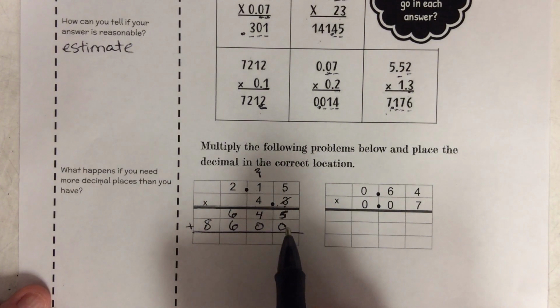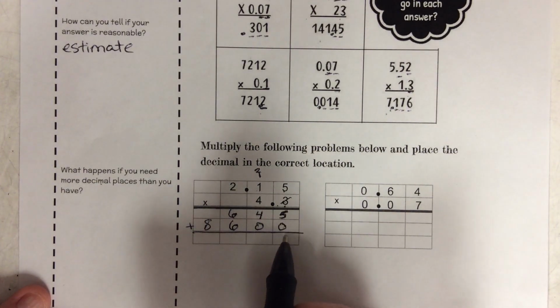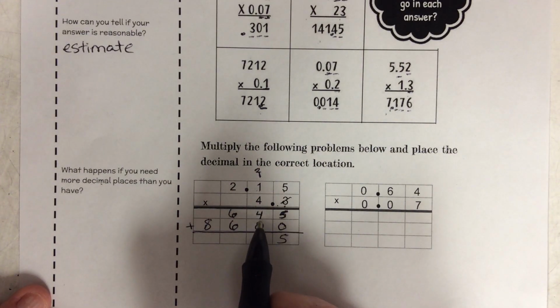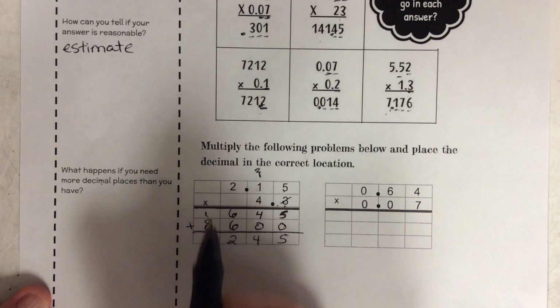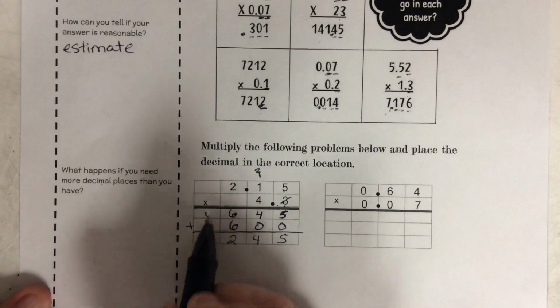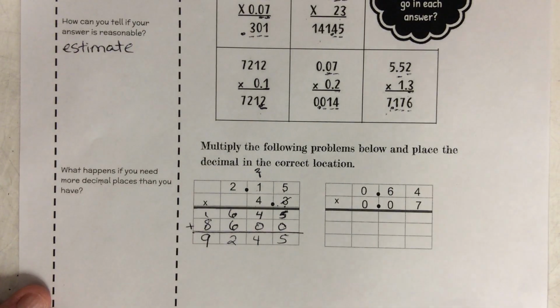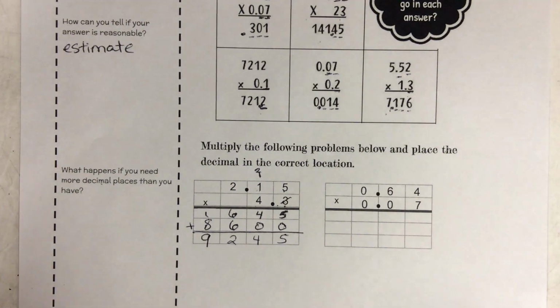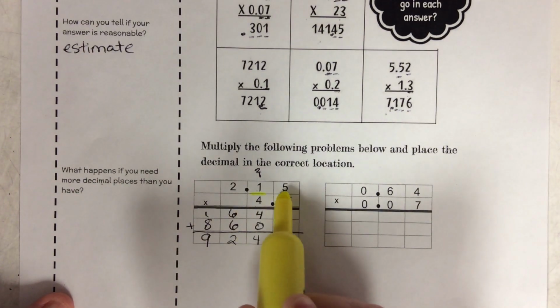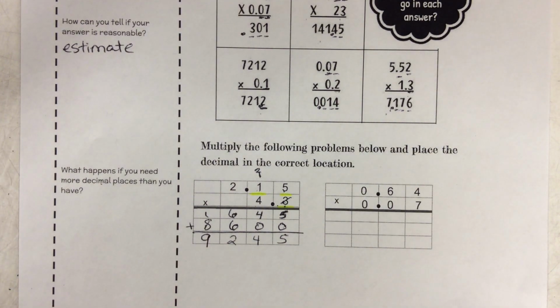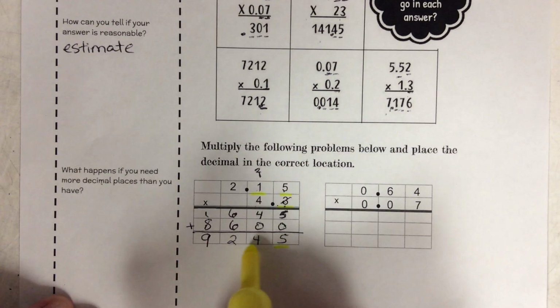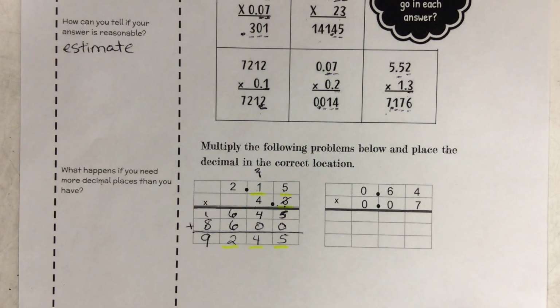Okay, so I'm going to add these. 5 plus 0 is 5. 4 plus 0 is 4. 6 plus 6 is 12, and I carry the 1. 8 plus 1 is 9. So when I think about my problem and how many decimal places there are, I see a 1 and a 5 and a 3. There are 3 digits after my decimal in the problem. So my answer is going to have 1, 2, 3 digits after my decimal in the answer.